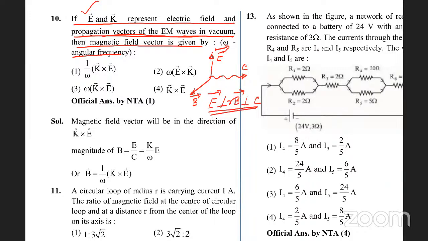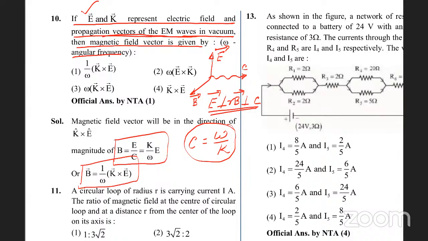So if you apply this concept here, we know that B is equal to E by C, and the velocity of light C is equal to omega by K, where K is the propagation vector. This is the velocity of light. So if you apply this, you will get B is equal to 1 by omega times K cross E. So the answer is 1.